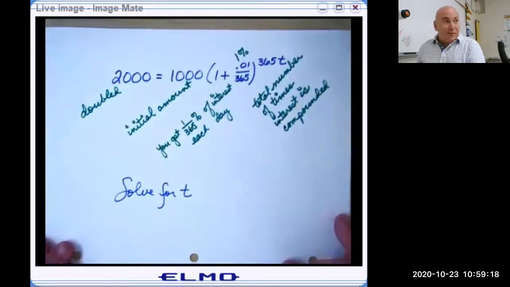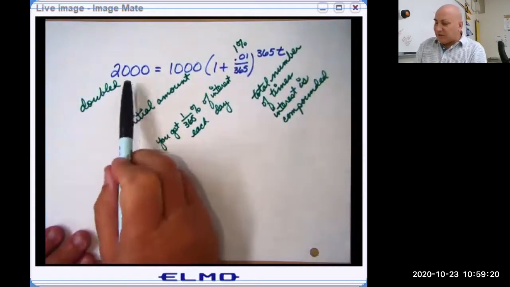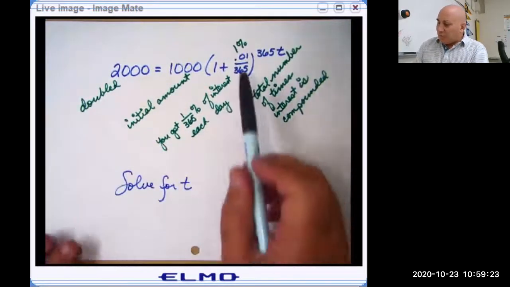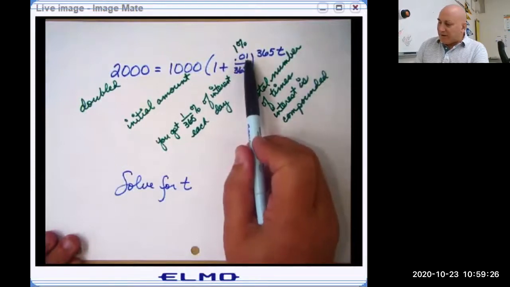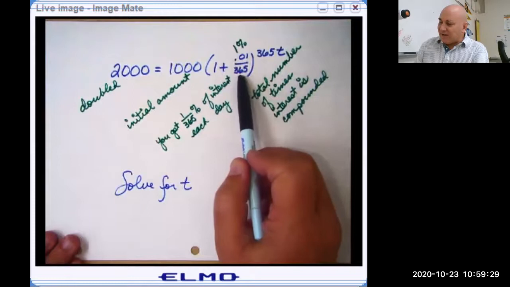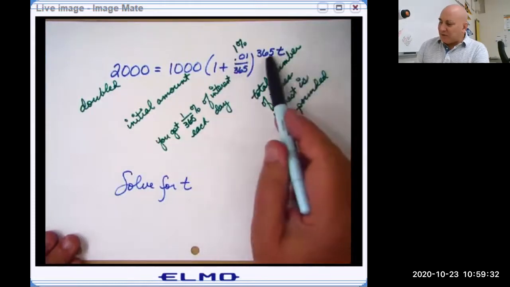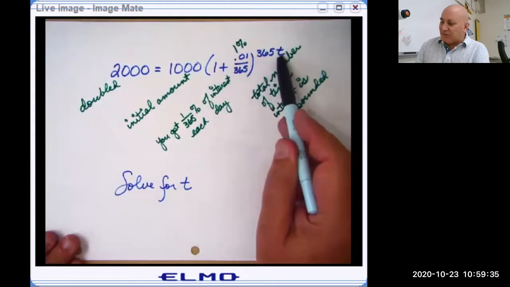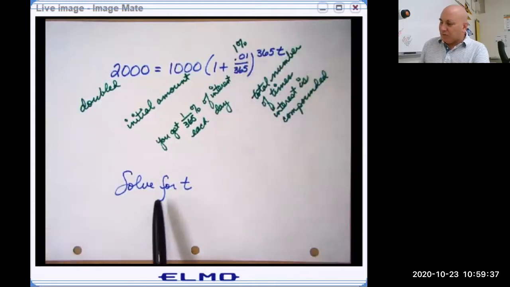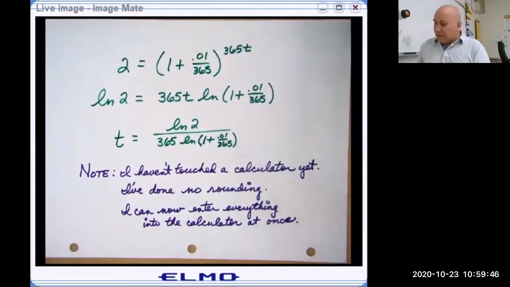So here's the formula. We want our money to double, so it needs to get to $2,000. 1% is 0.01, and we get interest daily. So how many years? Well, it's going to be 365 days a year times the number of years. Solve for t. We'll divide both sides by 1,000, and then take the natural log of both sides. And again, you could have chosen the common log, but to me, writing ln is easier than writing log. That's the only reason I chose natural log.